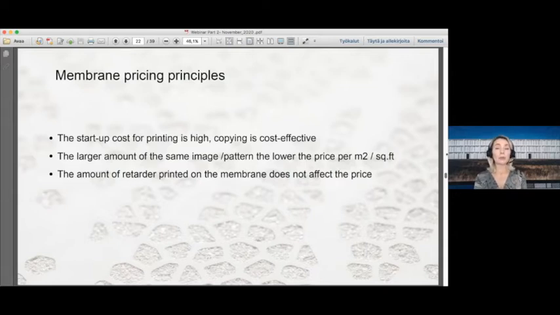But the amount of retarder printed on the membrane does not affect the price. If it's a stripe or a flower or a dot, that's no difference. It's comparable to making a business card. If you make one business card, that card is going to be really expensive. But if you order 500 business cards, the cost of one card is not so much. So you think about it like any printing.